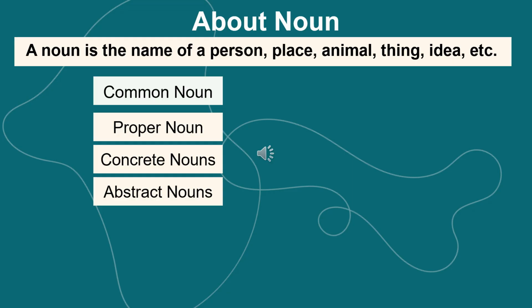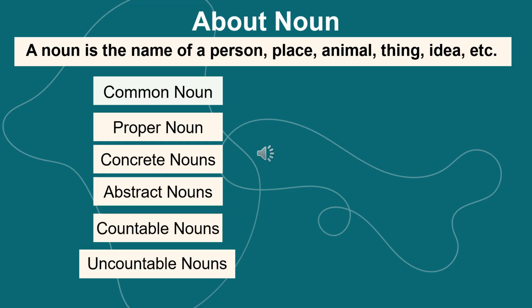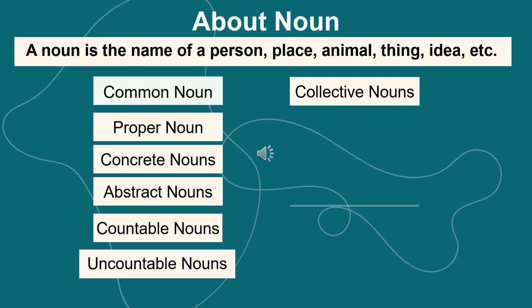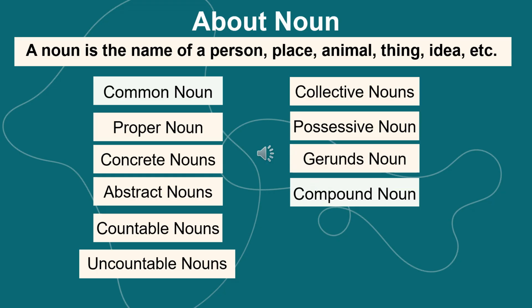Abstract noun, ideas and feelings you can't touch, like love or freedom. Countable noun, things you can count, like 1 book, 2 books. Uncountable noun, things you can't count individually, like water or information. We also have other important types like collective nouns for groups, possessive nouns for ownership, gerunds, verbs ending in ing that act as nouns, and compound nouns made of multiple words. Mastering these types is the first step to spotting errors and using nouns correctly.